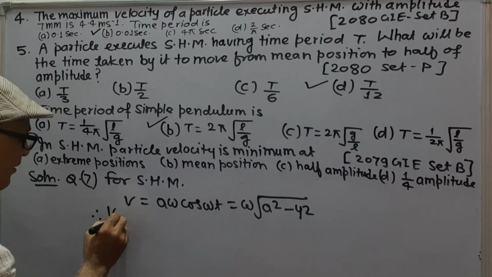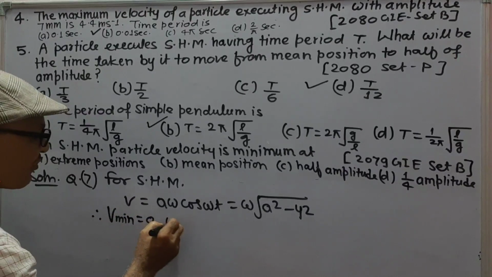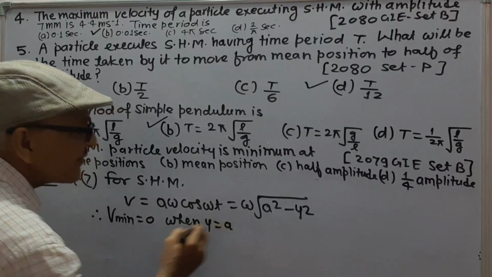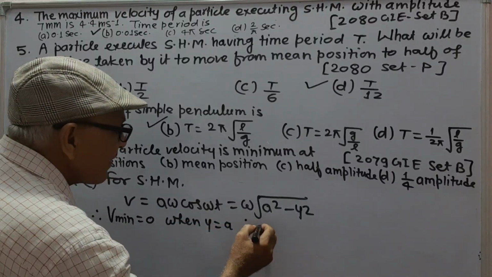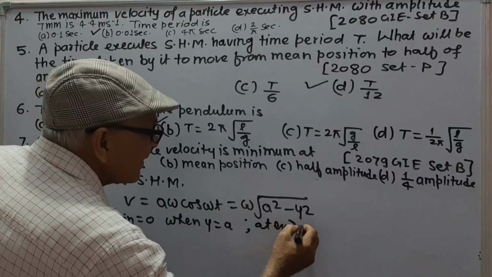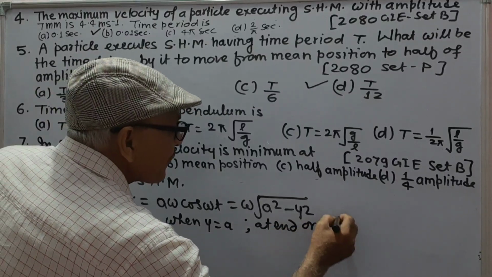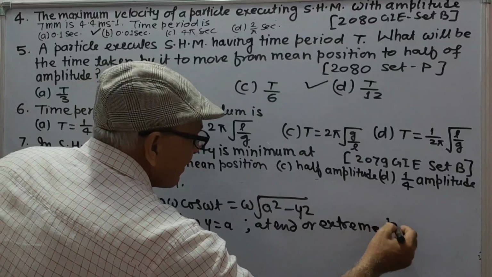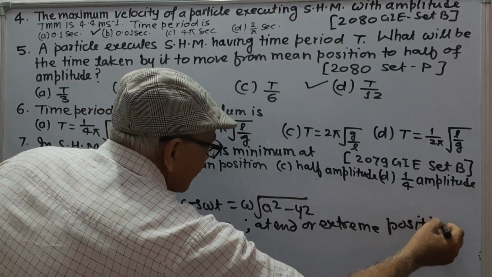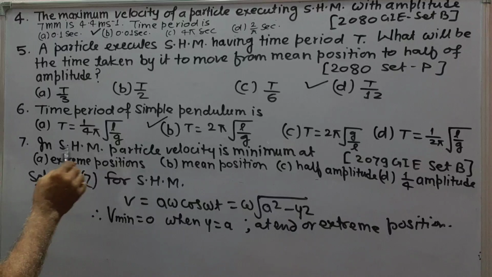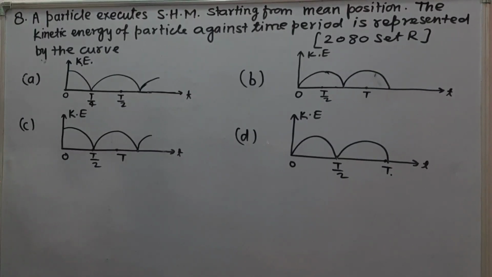Therefore v minimum will be 0 when y is equal to A, at end or extreme position. So the correct option will be A, extreme position. Next, question number 8. The question is, a particle executes simple harmonic motion starting from mean position. Kinetic energy of particle against time period is represented by the curve.